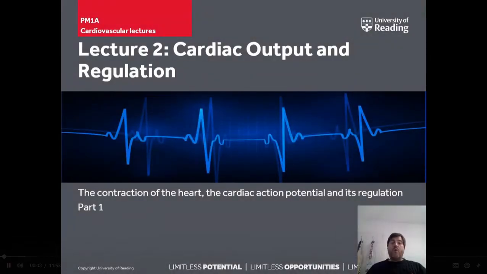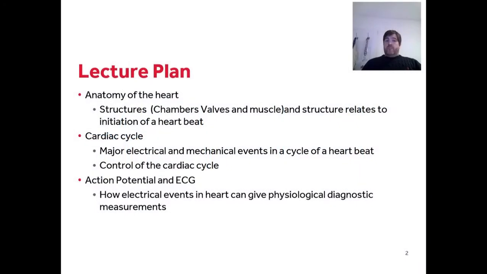So this is part one of lecture 2, where we're going to focus on the cardiac output and regulation of the cardiac output. Now this lecture breaks down quite naturally into 3 sections. First of all, I'm going to give a more detailed anatomy of the heart and a bit more detail about the different structures within the heart and how that relates to initiation of a heartbeat and conduction of a heartbeat.